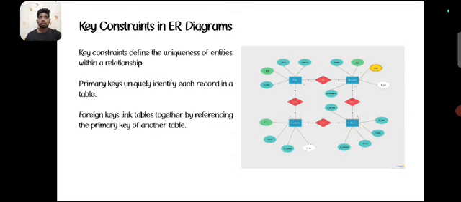Now let us come to the key constraints in ER diagrams. Key constraints define the uniqueness of entities within a relationship. Primary keys uniquely identify each record in a table. Foreign keys link tables together by referencing the primary key of another table.